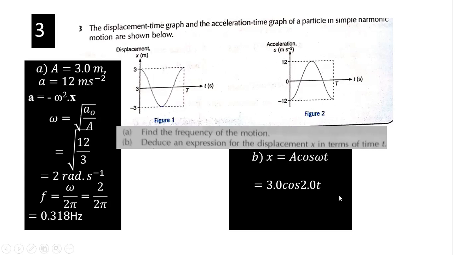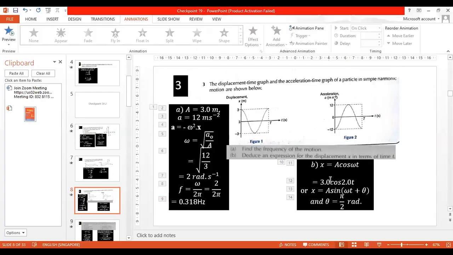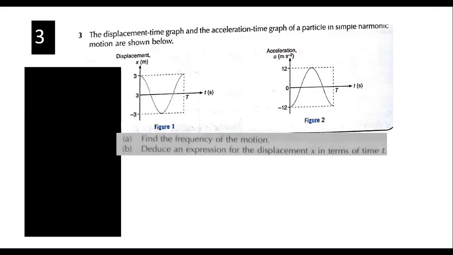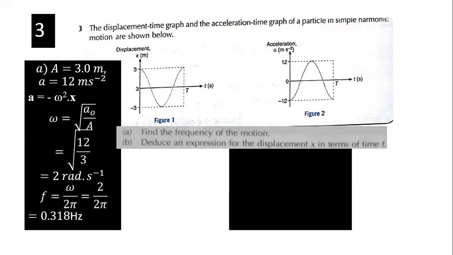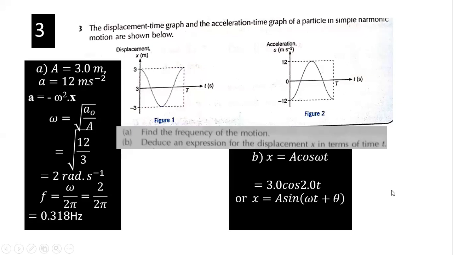Oh, okay, 12. Teacher, 12 cos 2.0 t. Not correct. Huh? Why? It's minus 12. How? It's minus 12, right? That should be A, and this one should be minus 12. That one should be 2. Okay. Yeah, the omega got.